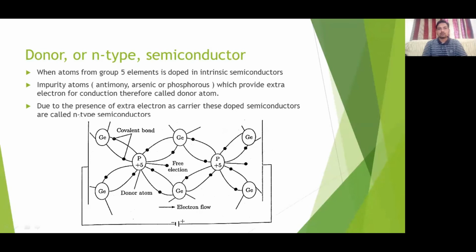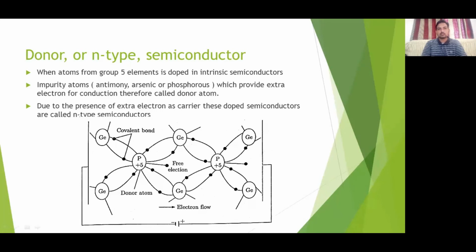So due to the presence of this extra electron as a carrier, these doped semiconductors are called N-type. They are negatively charged, so they are called N-type semiconductors. So they have negative charge carriers. So the conductivity will be due to the flow of electrons which have negative charge. So that's why they are called N-type semiconductor. Here the extra electron is provided by the dopant. So these atoms which provide extra electrons are called donor atoms.